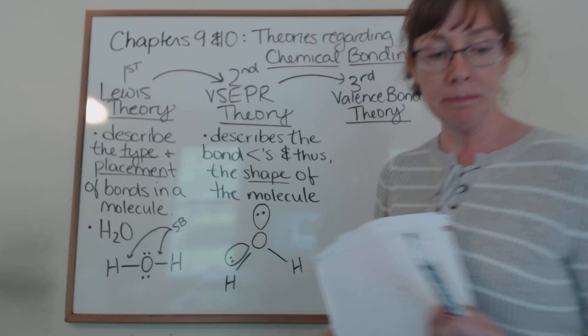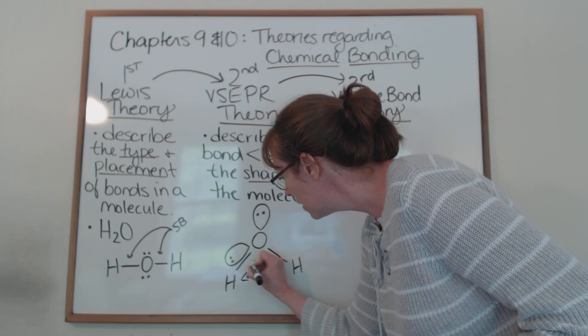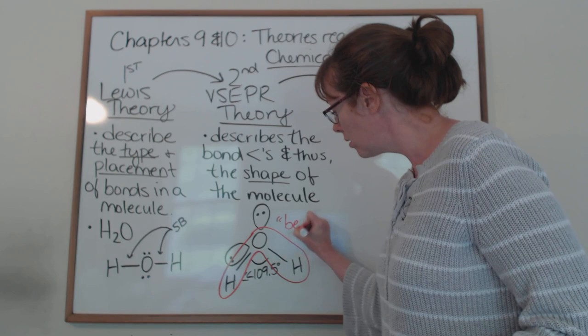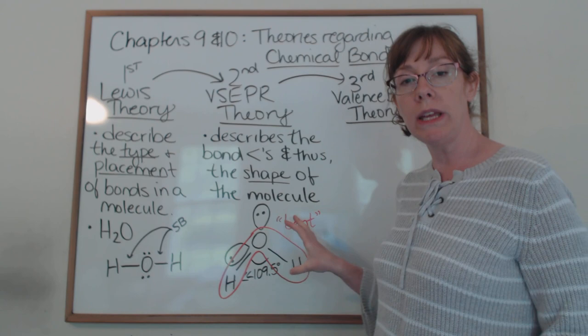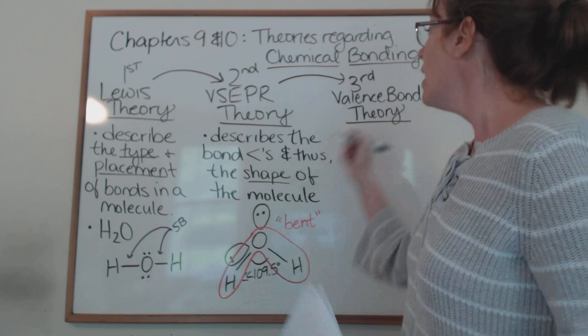And the bond angle is going to be less than 109.5 degrees. That's the bond angle. And the shape of the molecule, we will learn, is called bent. That information is only learned through VSEPR theory, not through Lewis theory. Okay, that's VSEPR theory. It deals with bond angles and shapes. So that's going to be coming in chapter 10.